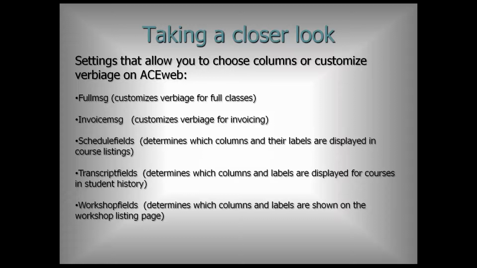So schedule fields is for your main currently scheduled course listings. Transcript fields is when a student logs in, goes to their profile page, and looks at their history for current, completed, and upcoming courses. These are the fields that show in those columns. And then finally, workshop fields is one that shows on the workshop listing page. You may or may not have this as an option, and we'll discuss that once we get to it here.